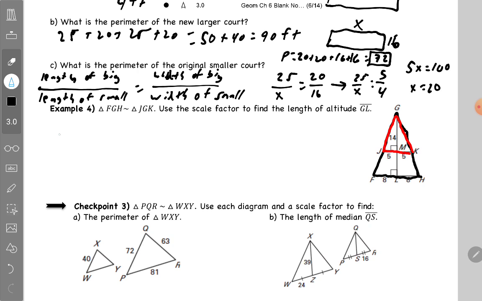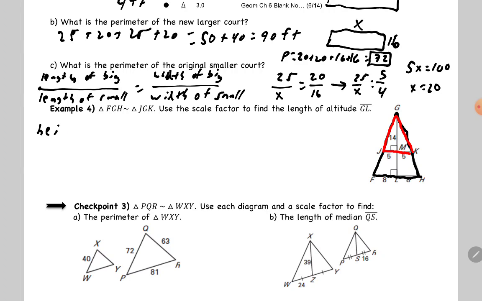So looking at the red, we're going to create a proportion in order to find this, because we want to find the height of the whole triangle, the black triangle, the big triangle. So I'm looking for the height of the big triangle, and I'm going to compare that to the height of the small triangle, creating our proportion here.